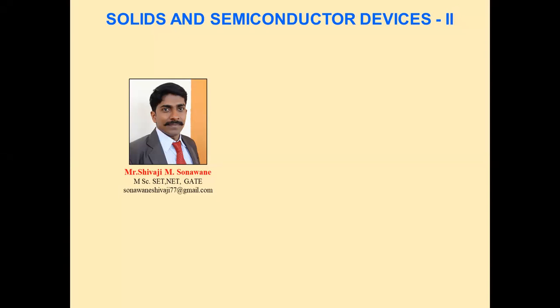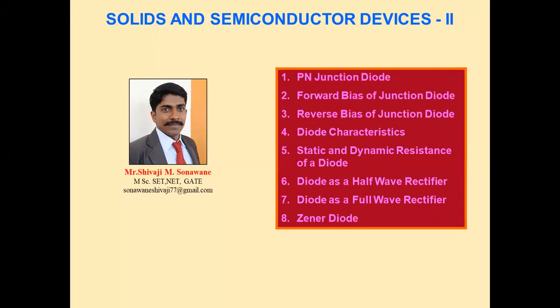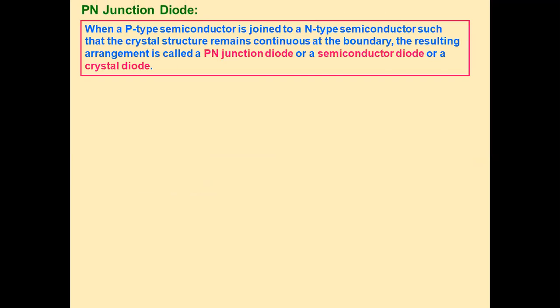In this video, we'll see the PN junction diode, its biasing, forward biasing, reverse biasing, IV characteristics of diode, and one of the important applications of diode as a rectifier and the Zener diode as a regulator. So first one, that is the PN junction diode.